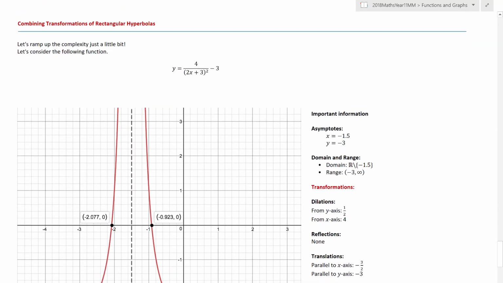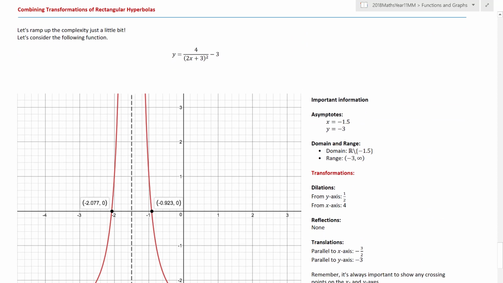Lastly, combining transformations of rectangular hyperbolas. In this situation, I said we would look at it as something complicated. There are lots and lots of ways of doing this. So first things first, if I try and break this down, I've got a 4, so I know that's going to be a dilation away from the x-axis. I've got a -3, I know that's going to move it down 3.